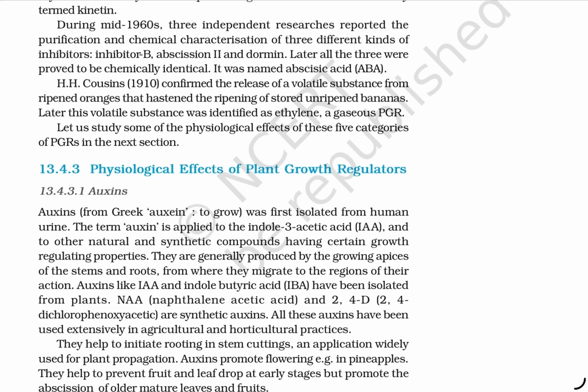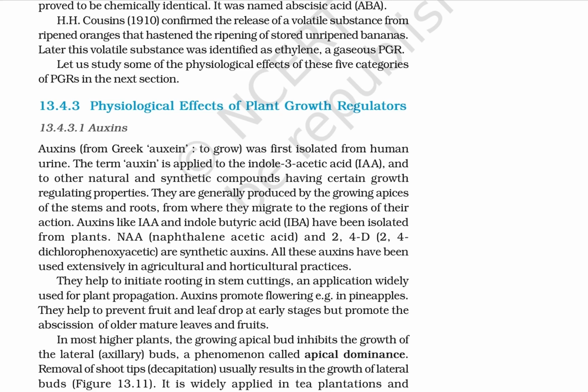H.H. Cousins in 1910 confirmed the release of a volatile substance from ripened oranges, which hastened the ripening of unripened bananas stored with them. Later, this volatile substance was identified as ethylene, a gaseous PGR. Let us study some of the physiological effects of these five categories of PGRs in the next sections. The physiological effects of plant growth regulators.